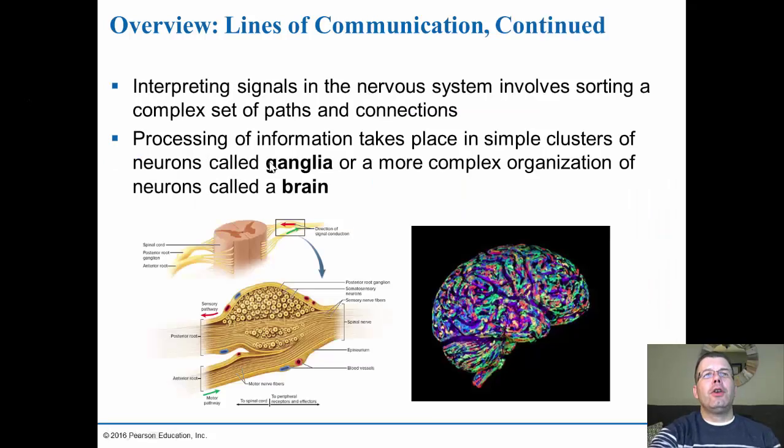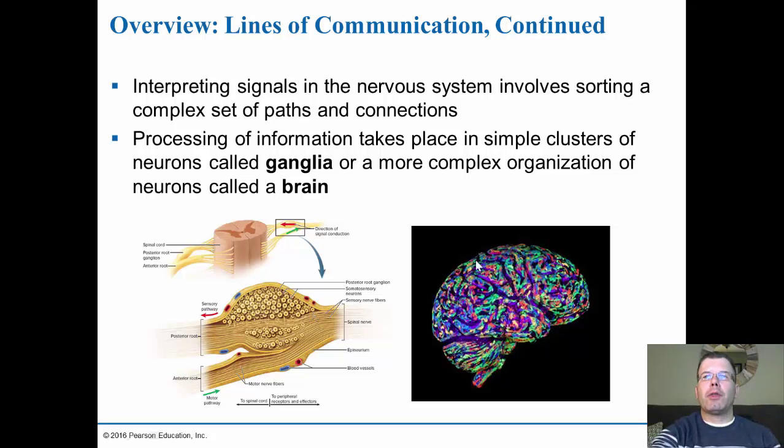Now, with the neuron, the interpreting of signals in the nervous system involves sorting out a complex set of paths and connections. And what we have are neurons that are associated in a ganglia, where you have multiple neurons or clusters of neurons. And here's one of the ganglia in the spinal cord. And so you can see outside the spinal cord, we have these ganglia, which are essentially a collection of neuron heads or cell bodies. And again, they kind of sense what's going on and perceive signals and figure out what signals are the right signals to send out.